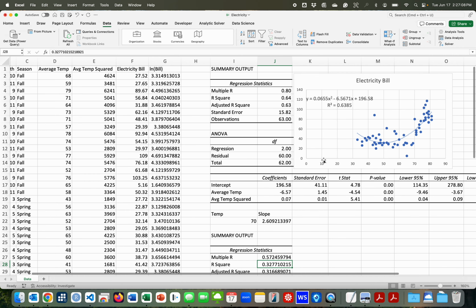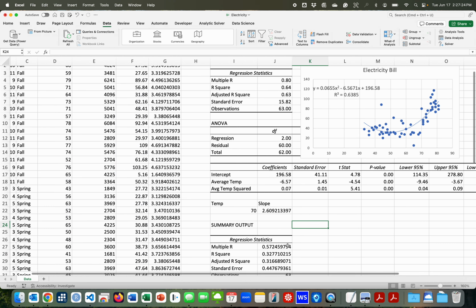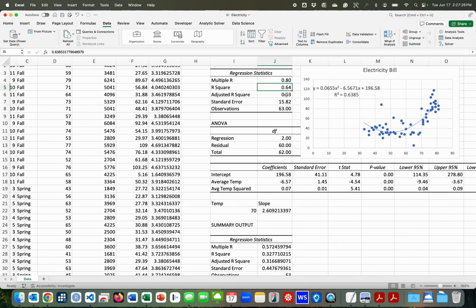The R square measures the amount of the variation in the dependent variable explained by the independent variables. If your dependent variable changes, the total amount of variation to be explained changes, and you can no longer compare the results. So we cannot compare this R square of 0.32 to the R square of 0.64 and say one's better than the other.